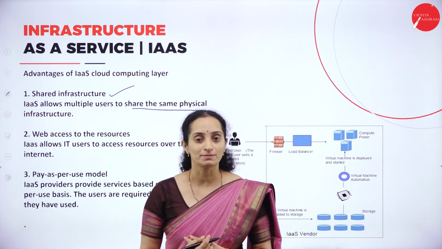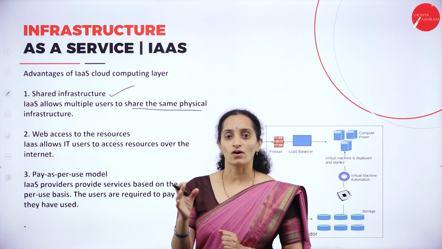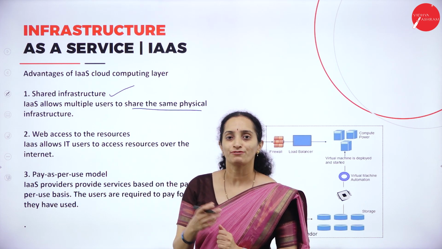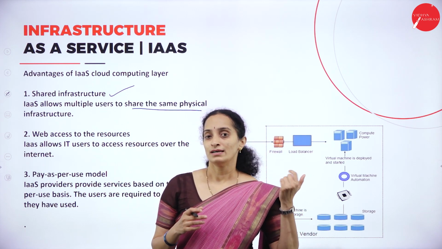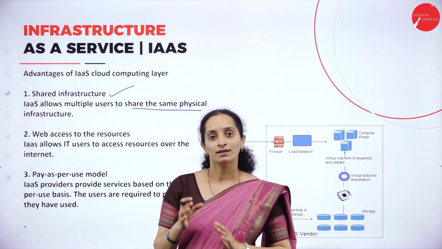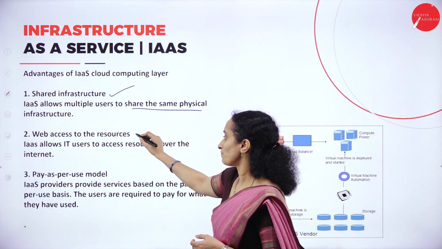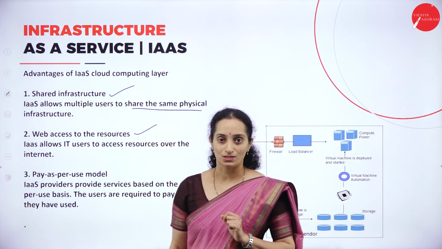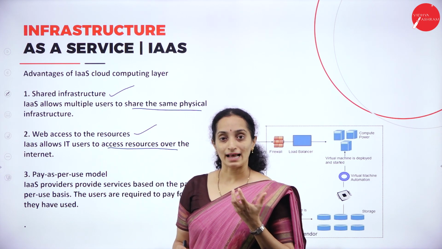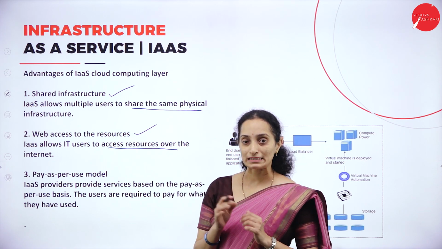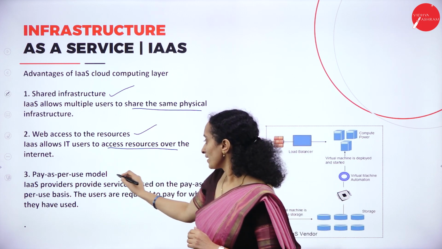Even the pay amount will be reduced if you share the service with the other organization or other branch of the organization. If you are establishing a new branch, instead of having a new cloud, with the previous cloud only, you can share the infrastructure. So shared infrastructure is possible. Web access to the resources with the help of the network or internet. The IT users can access the resources over the internet only. May not be actually, but over the internet, it can access all the services.